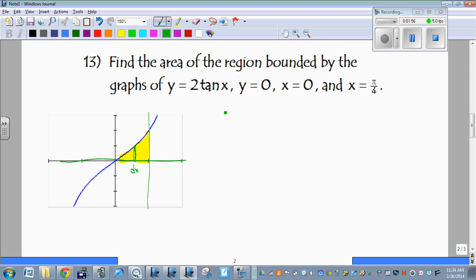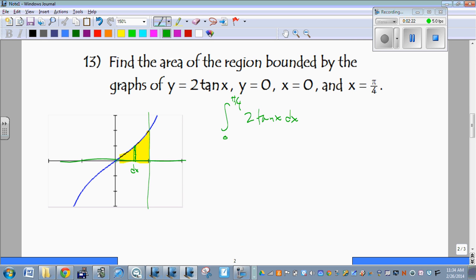So we're going to have the definite integral from here to here. And right here it's going at 0 for x value, goes to the origin. And then our largest x value is pi over 4, that vertical line. And it's just the area under this curve, so it's 2 tangent of x dx. Now we could put that in our calculator and figure it out, but we're going to do a little bit by hand here, get a little practice.